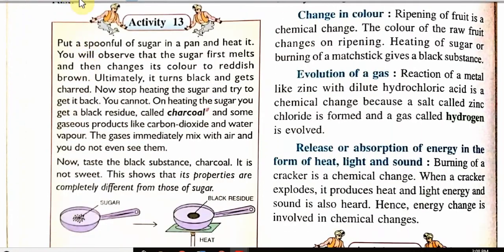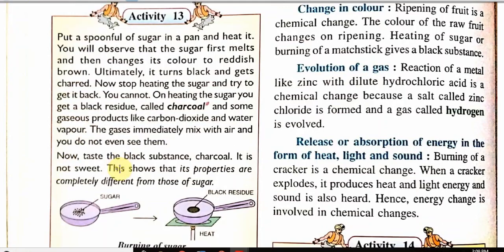Let us see activity number 13. Put a spoonful of sugar in a pan and heat it. You will observe that sugar first melts and then changes to reddish brown color. If you continue heating, it will change to black color. Now stop the heating and try to get back the original sugar. You cannot, because on heating, sugar gives you a black residue which is called charcoal or sugar charcoal, and carbon dioxide and water are produced. Now if you utilize carbon dioxide, water and sugar charcoal to get back sugar, it is not possible to get back the sugar because this is a chemical change.